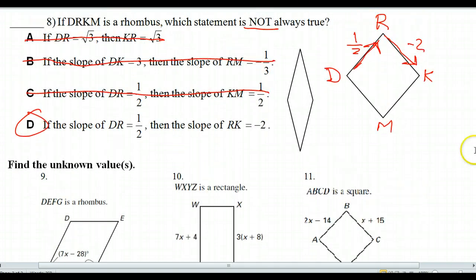This diamond shape, that's a rhombus. Is this 90 degrees up here? Obviously not. So it does not have to be 90 degrees. So that's why D is not always true. Only if it happened to be a square would it be perpendicular.